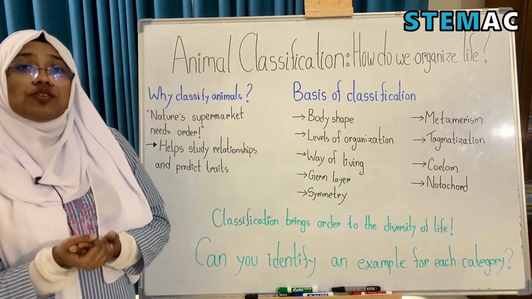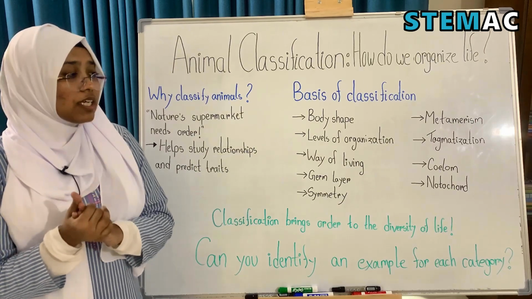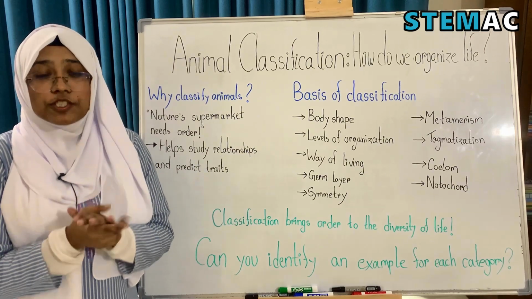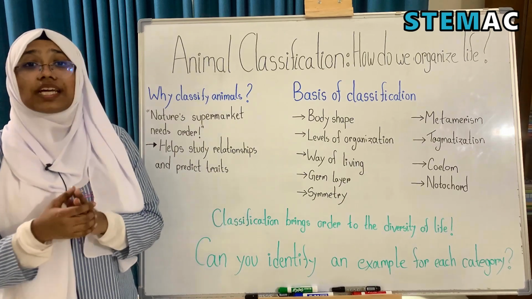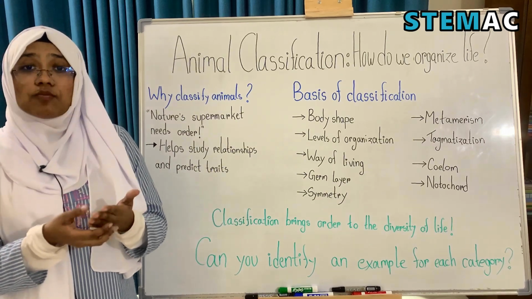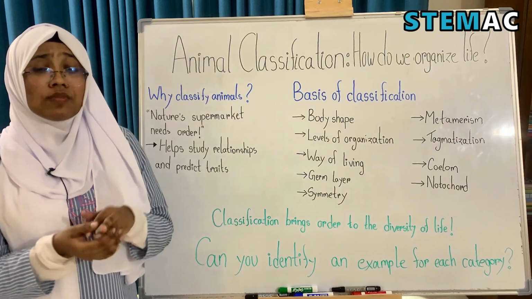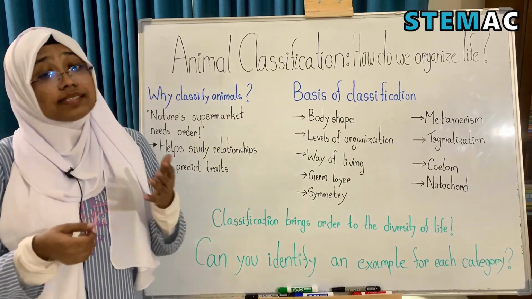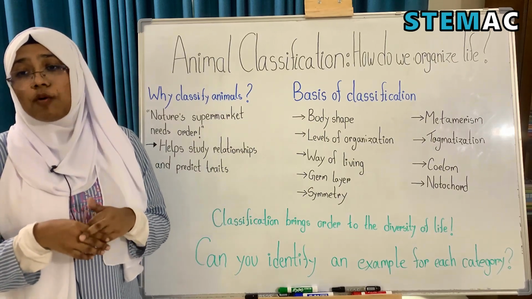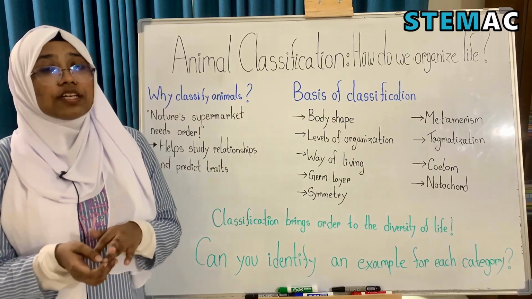Now, you, me, everybody in the animal kingdom are different from each other, and by this classification we can identify them. So next time when you see an animal, you can go beyond its appearance and think about how complex it is, how it evolved, and how it lives.